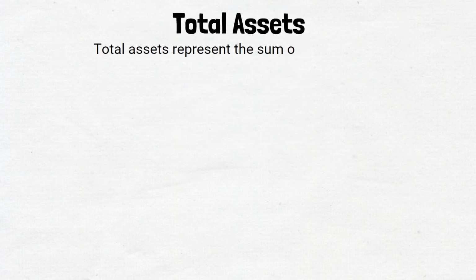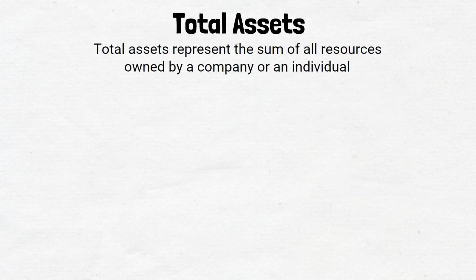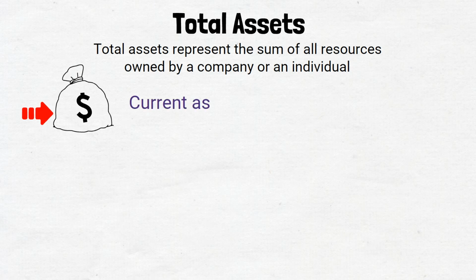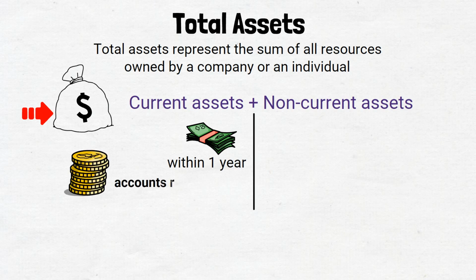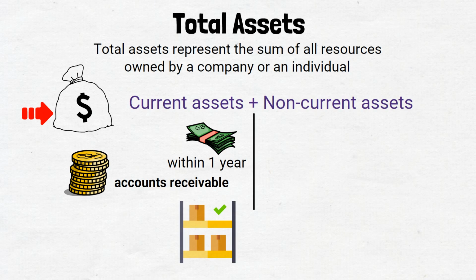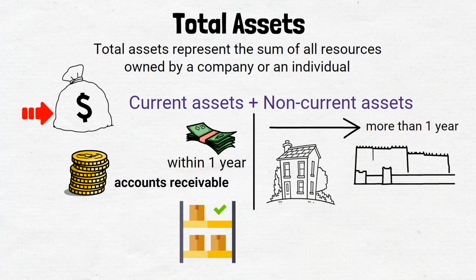Total assets. Total assets represent the sum of all resources owned by a company or an individual which have the potential to generate economic benefits in the future. For a company, total assets include both current assets and non-current assets. Current assets are those expected to be converted into cash within 1 year or one operating cycle, whichever is longer. Examples of current assets include cash, accounts receivable, and inventory. On the other hand, non-current assets are those expected to be held for more than 1 year. Non-current assets include property, plant, equipment, long-term investments, and intangible assets.